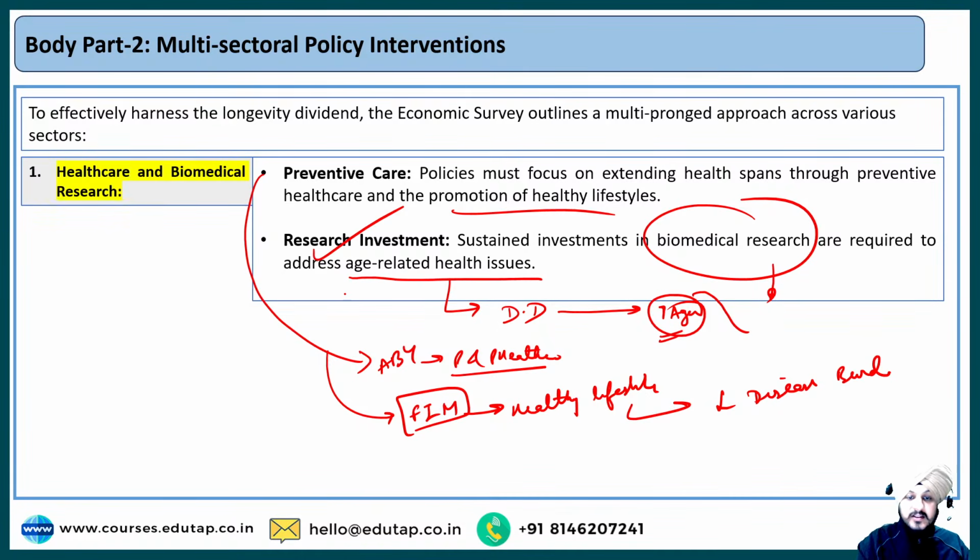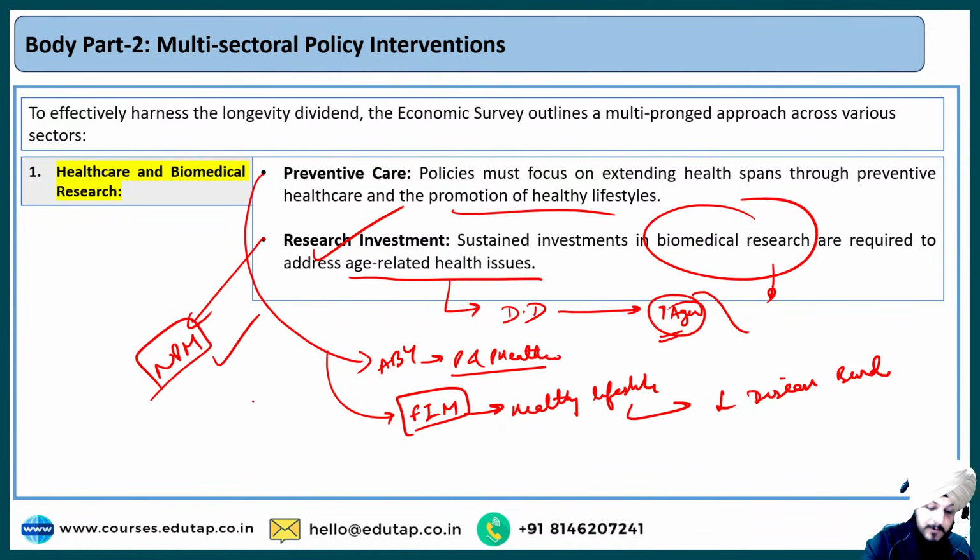If I talk about research investment, then you must have heard about the National Pharma Mission. You can write all this kind of value addition stuff as a part of an example, although it is not mentioned in the economic survey. But whatever you have learned in current affairs, be it in the form of data or examples, you can always add it as a part of your body. It is going to enrich your answer, right?